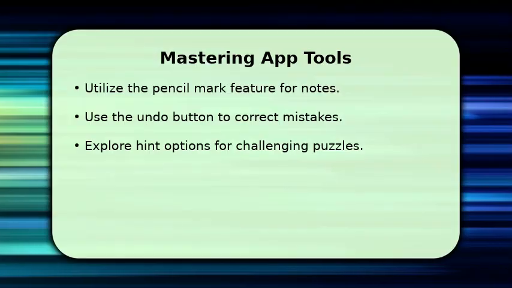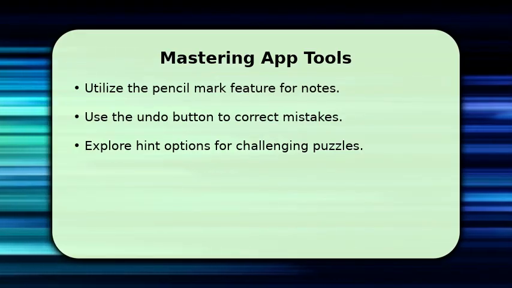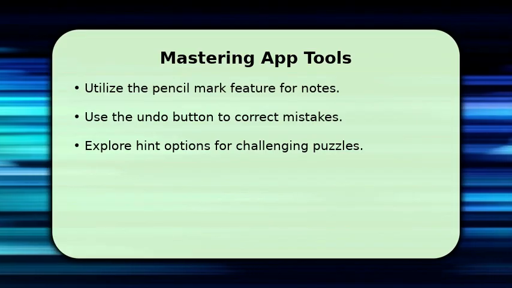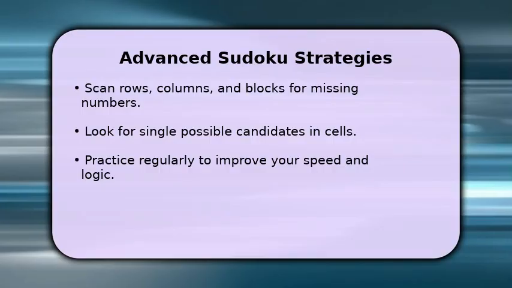Sudoku apps offer fantastic tools to enhance your experience. The pencil mark feature is invaluable. It allows you to jot down potential numbers in a cell, helping you narrow down possibilities without committing. If you make an error, simply tap the undo button to revert your last move. For those tricky moments, hints can provide a gentle nudge. You can also select different difficulty levels from easy to expert to match your skill level and keep the game engaging. To become a Sudoku master, employ smart strategies.